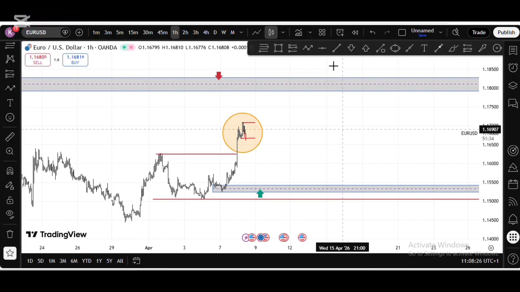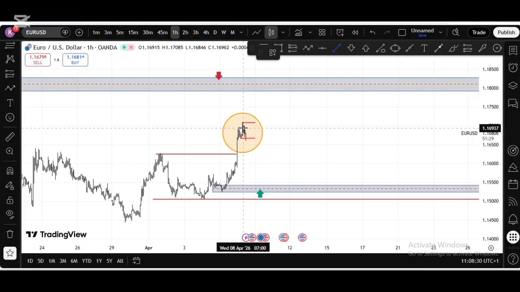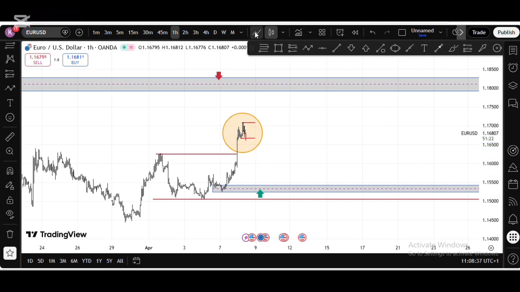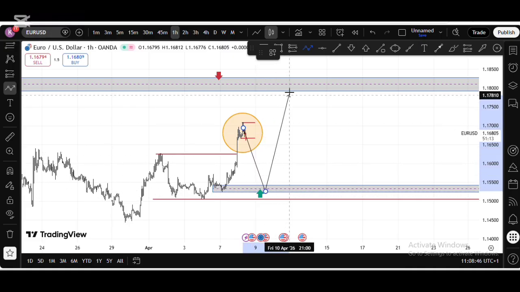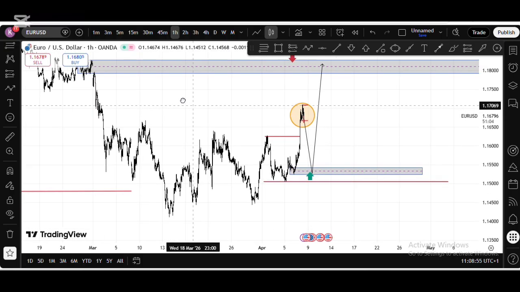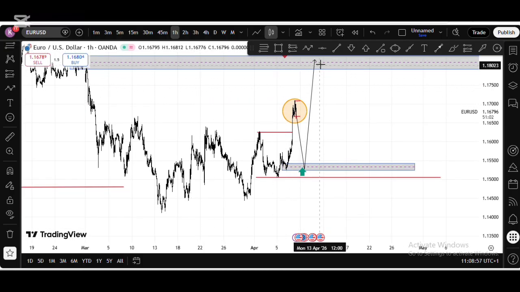So accurately, we are saying that we are going to have a short sell from this place, from this rejection, to fill this demand zone, and then hit the main supply zone in daily. Once we hit this main supply zone in daily, we're going to sell.